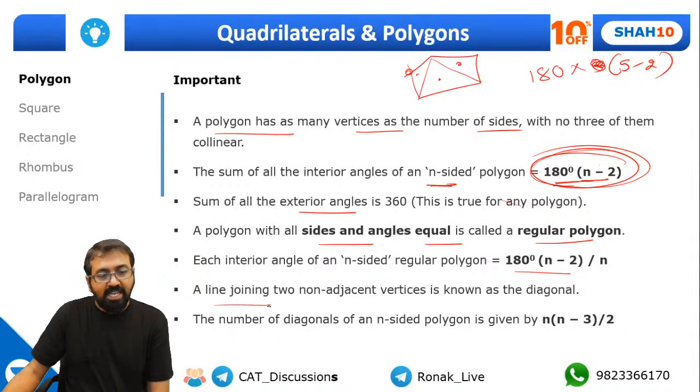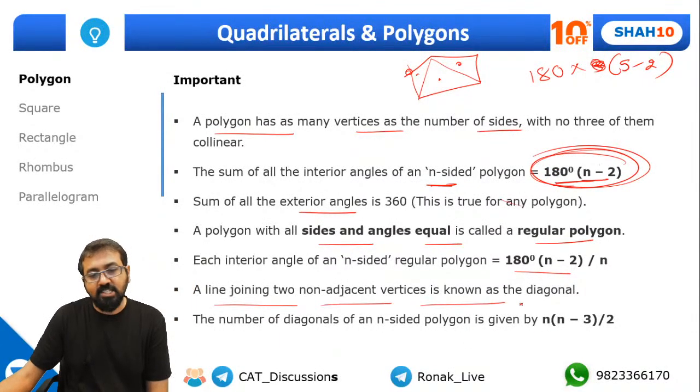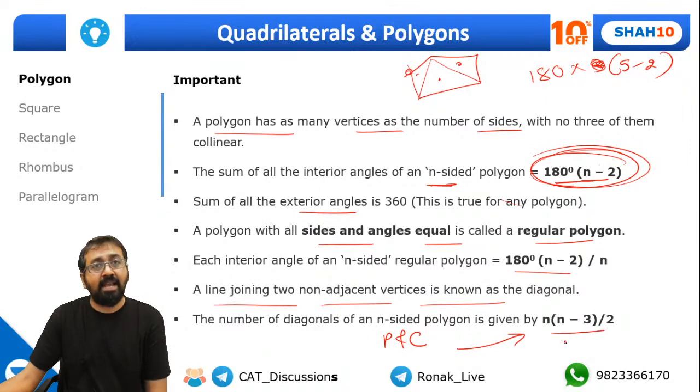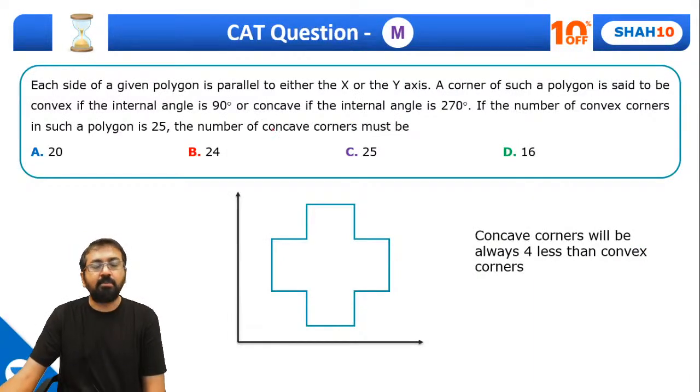A line joining two non-adjacent vertices is known as a diagonal. By using permutation and combination, we can derive the formula that the number of diagonals in an n-sided polygon is n(n minus 3)/2. Remember all these points. Yeah guys, so let's go ahead with some questions.